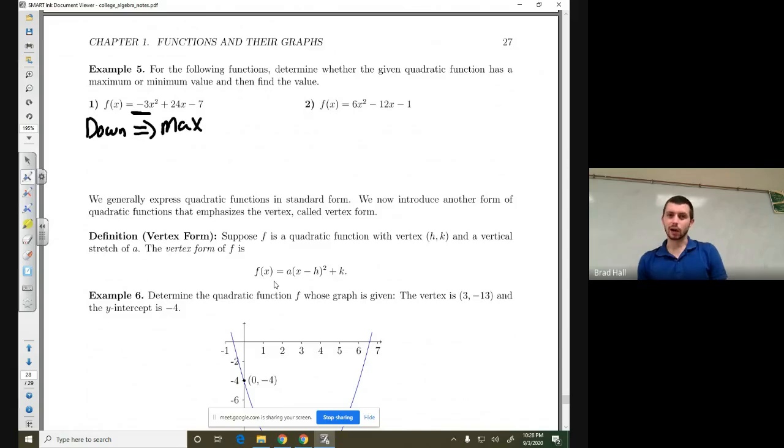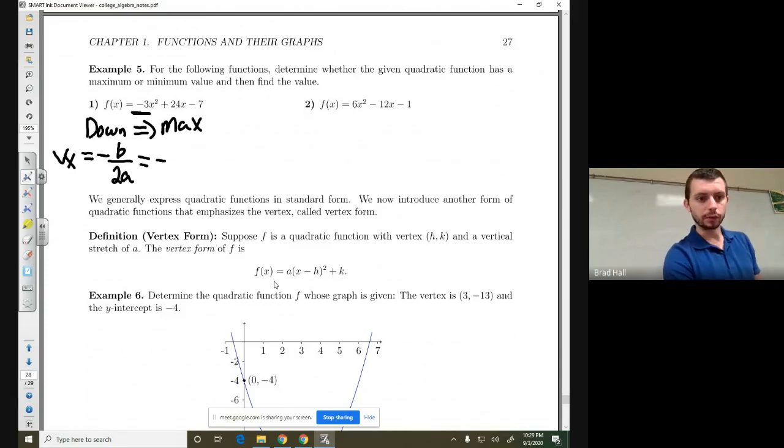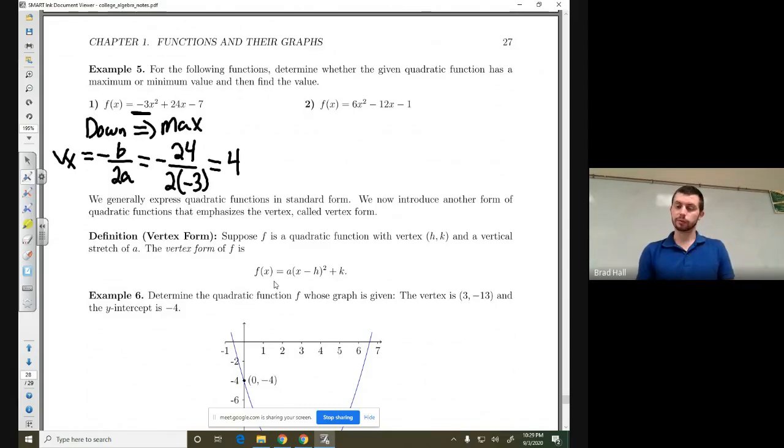And then all at once, now we want the y value of the vertex. So if anything, to figure out the y value, we have to figure out the x value first. So it's -b over 2a. -b, so b seems to be 24. A seems to be -3. And this seems to be +4. So -24 divided by -6 is +4.